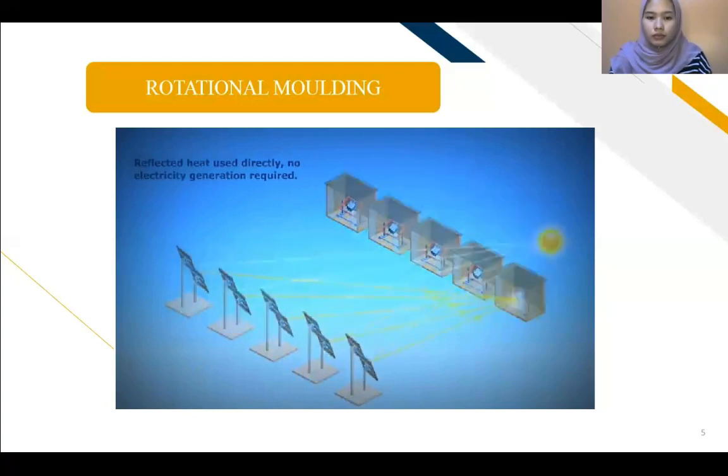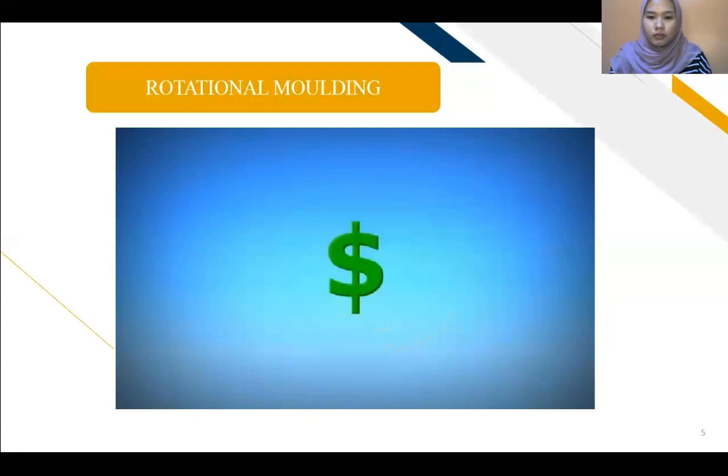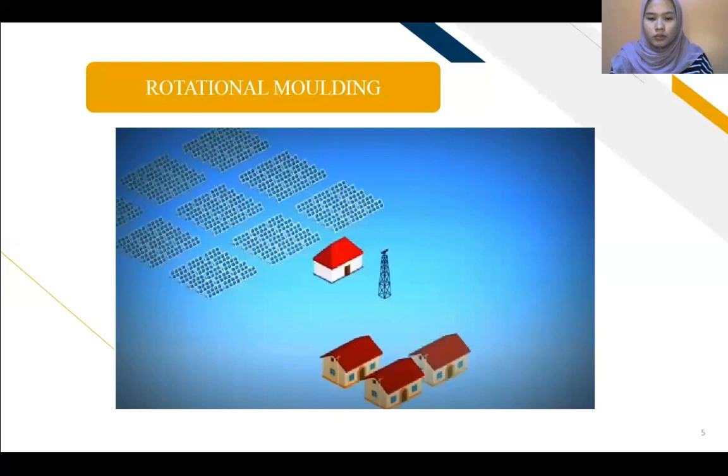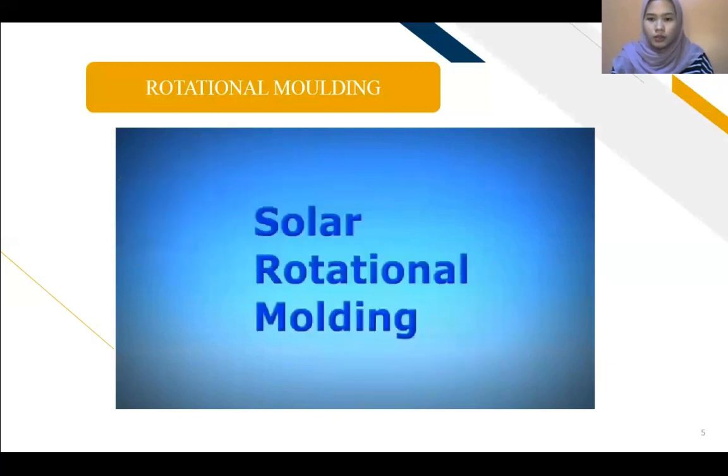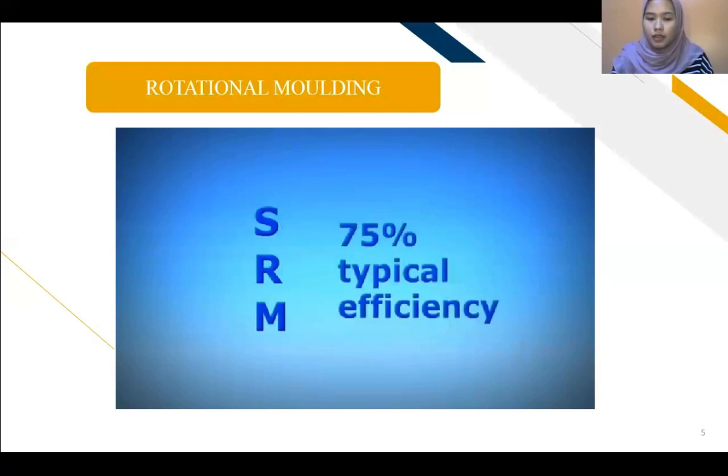But wait, what about the economics? Most solar projects are only viable with subsidies or other incentives. Why is solar rotational molding different? Lots of reasons. Unlike solar electric projects, which require huge capital investments and are still very inefficient, solar rotational molding, or SRM, achieves over 75% thermal efficiency. More importantly, SRM radically reduces the capital requirements of the rotational molding process.